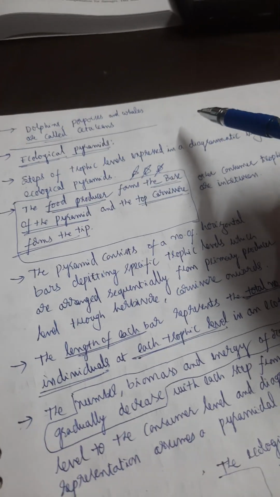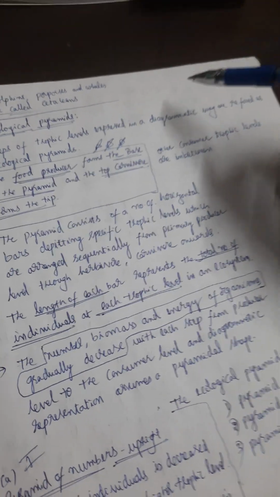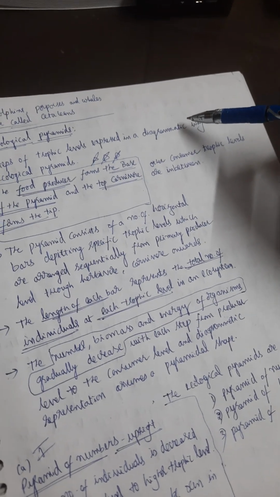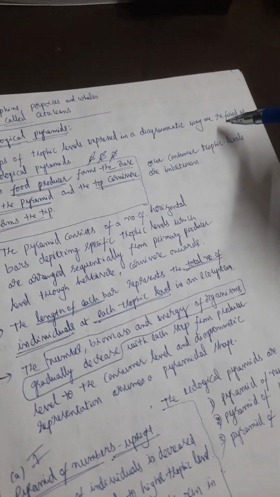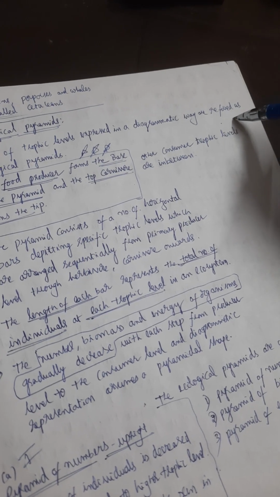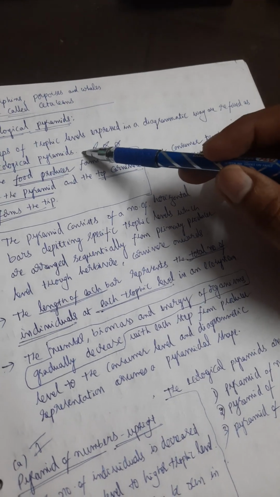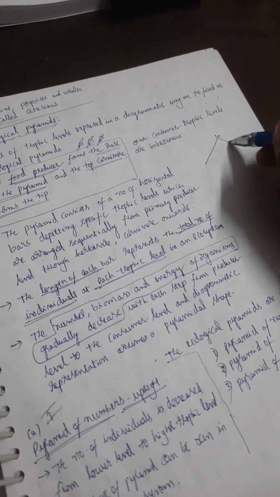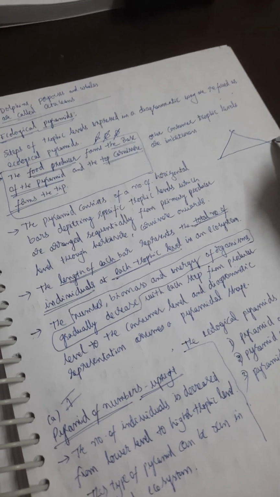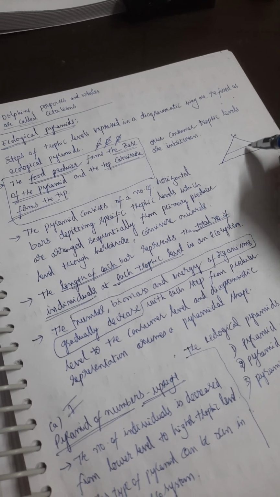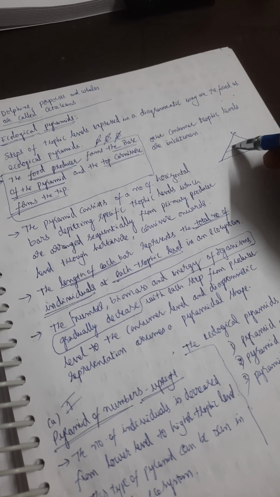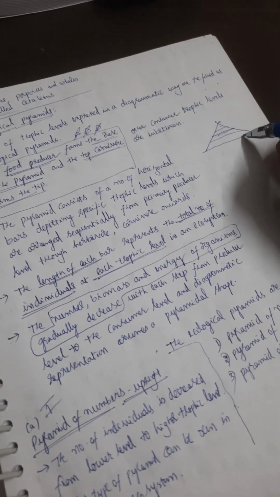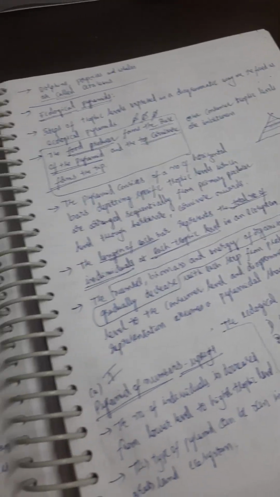So coming to ecological pyramids. Steps of trophic levels expressed in a diagrammatic way are referred to as an ecological pyramid. We all know the pyramids. I think from school studies we have seen this ecological pyramid. Suppose you see producers at the base, then primary consumers, secondary consumers, tertiary consumers. If you indicate it in a pyramid, it is nothing but an ecological pyramid.